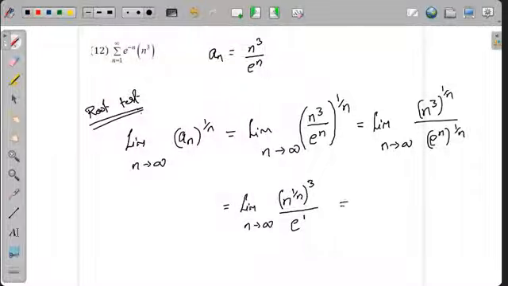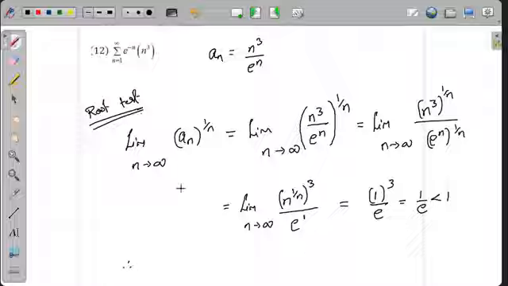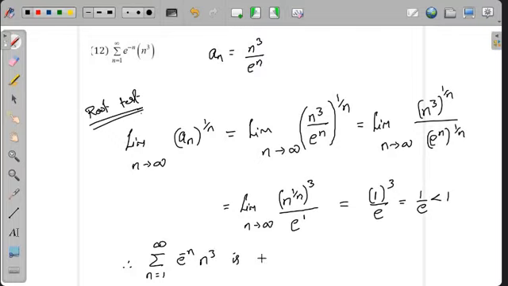And we already know that the limit of n power 1 by n is 1. Therefore, this is 1 whole cube by e, so finally 1 by e. Is 1 by e less than 1 or greater than 1? Yes, it's less than 1, correct. Therefore, if it is less than 1, we know that the given summation is convergent. Therefore, the summation n equals 1 to infinity of e power negative n times n cube is convergent.